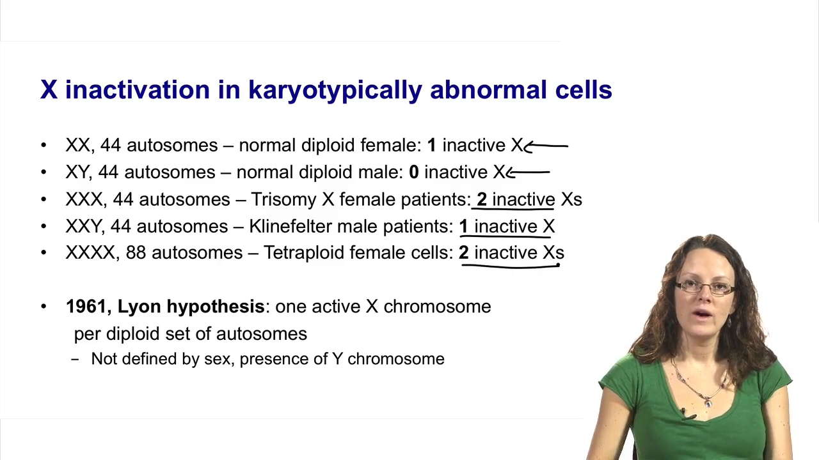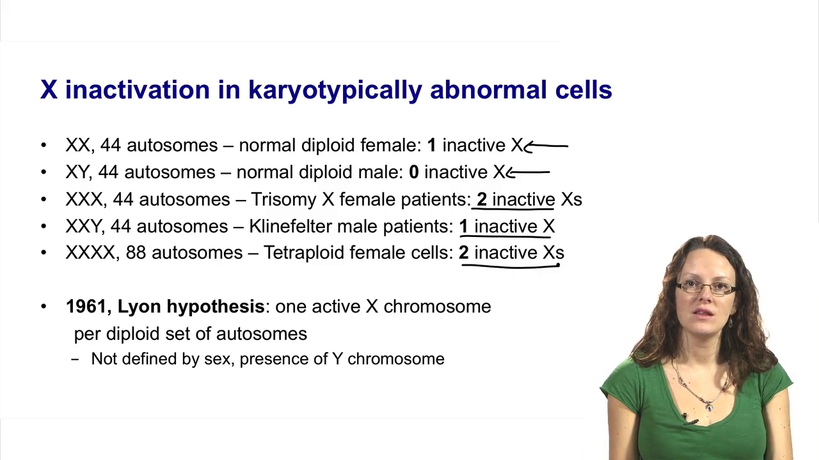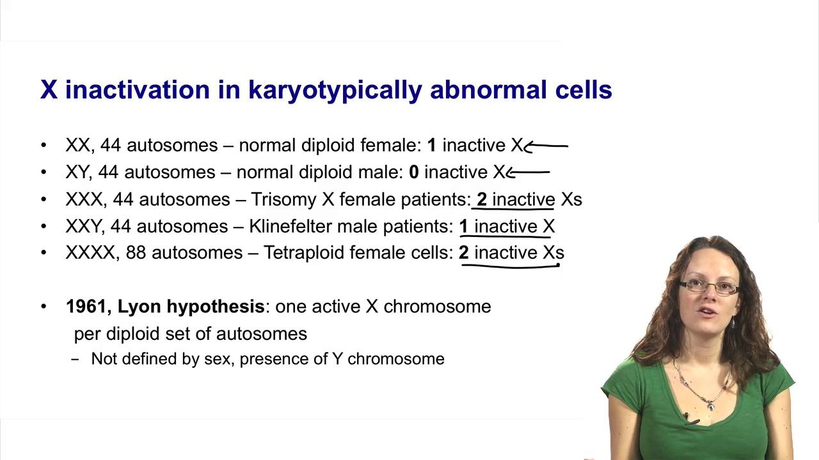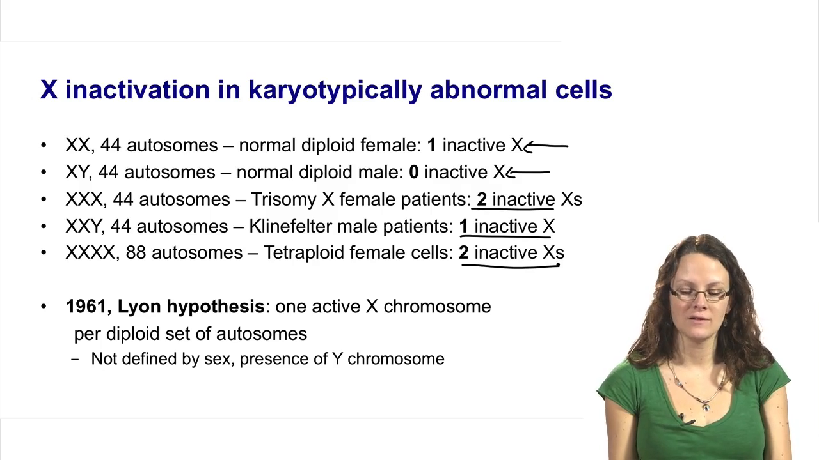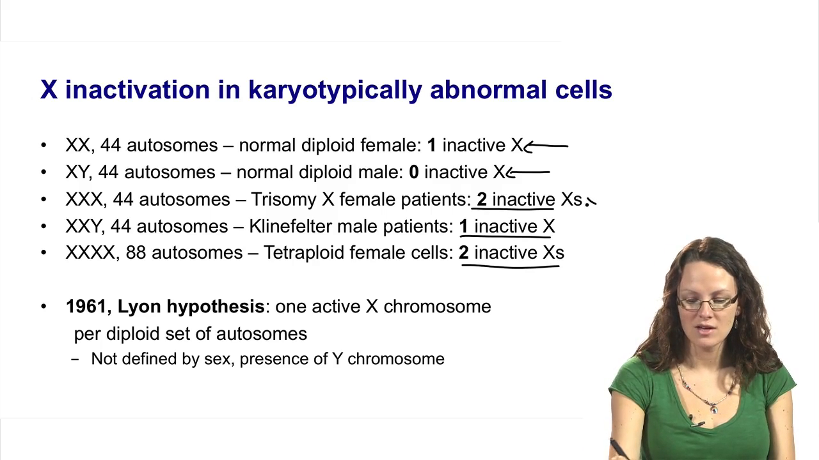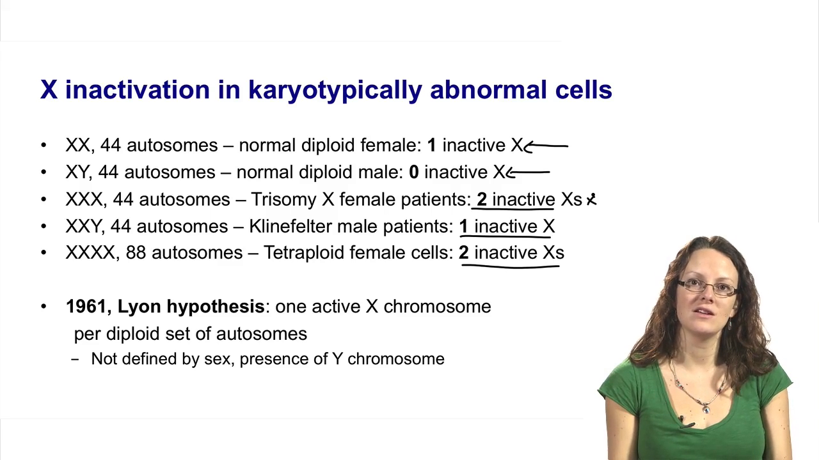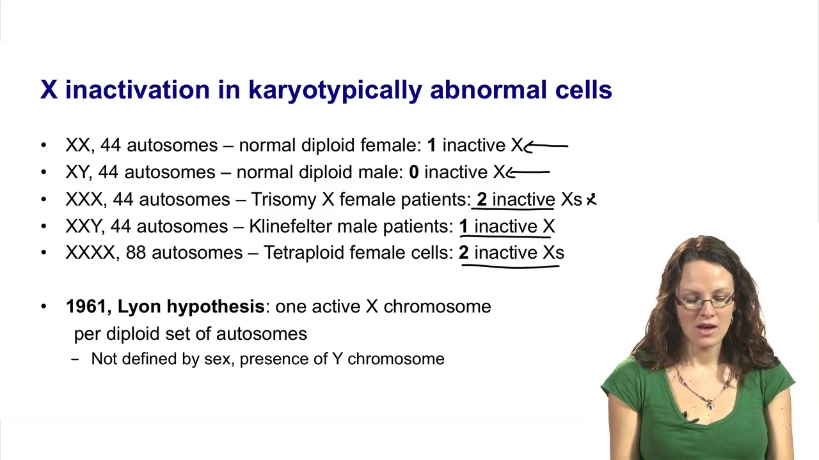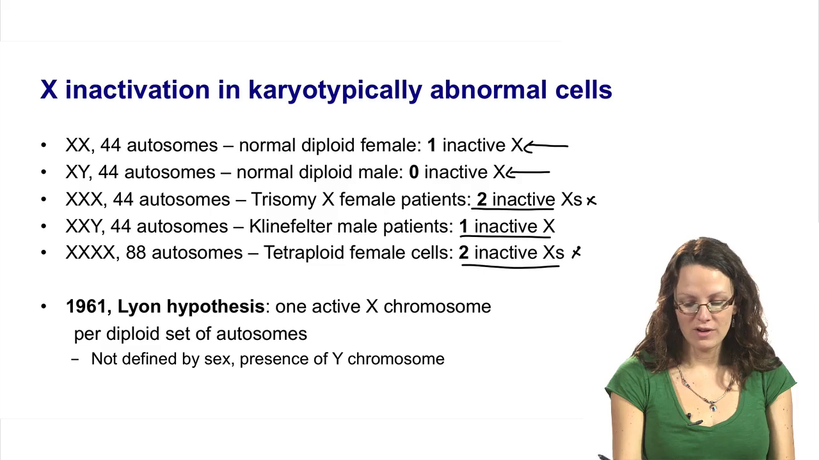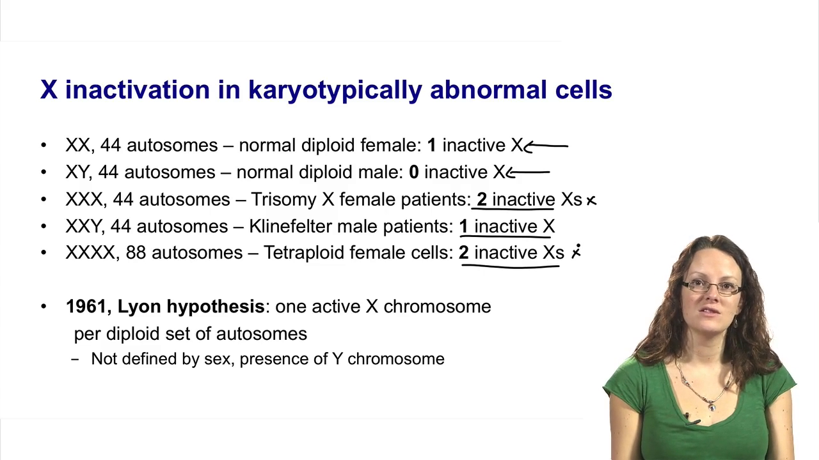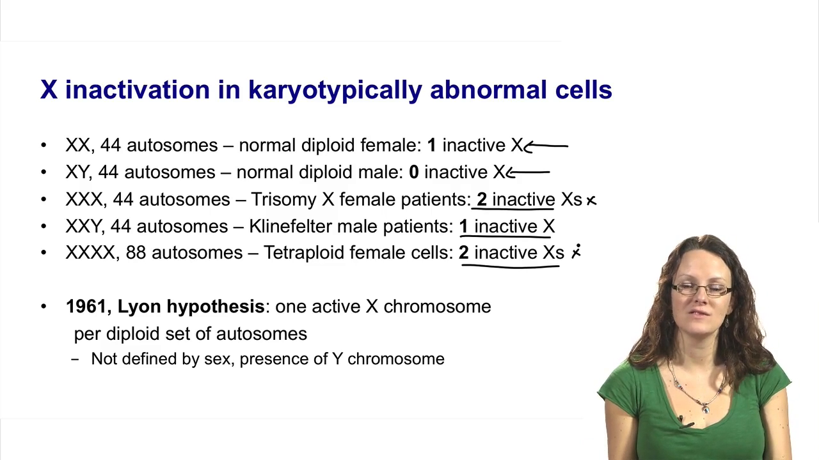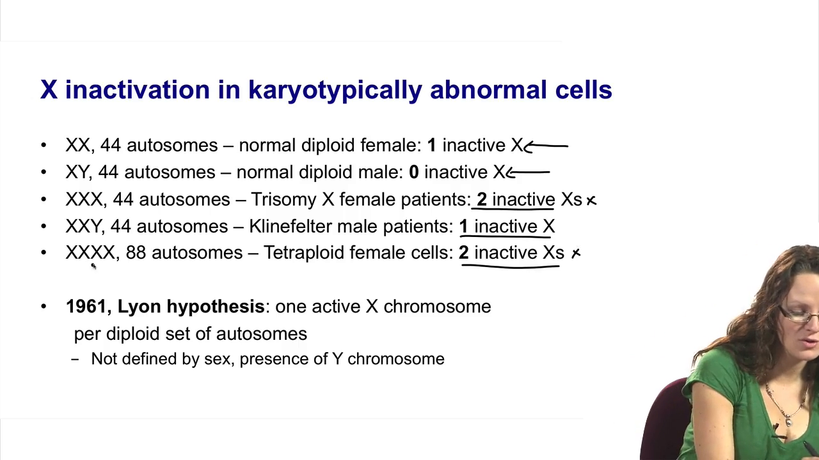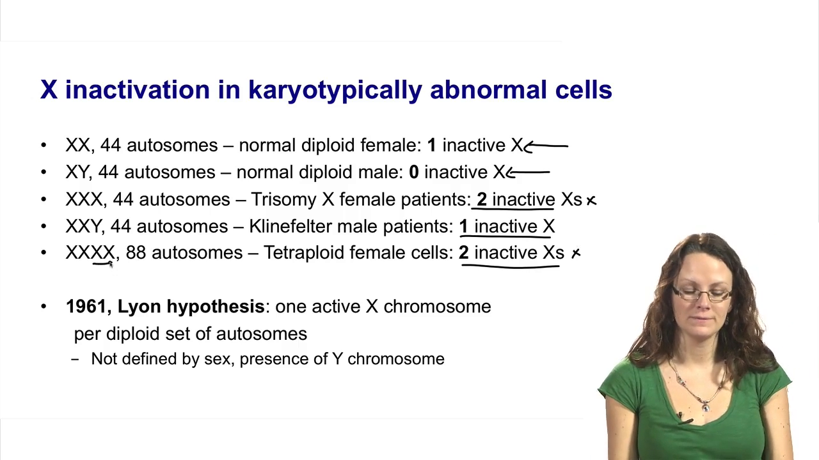And so part of Mary Lyon's hypothesis was then that only 1 X chromosome remains active per diploid set of autosomes and all others are silenced. So in the case of trisomy X, you can see that 2 need to be inactivated so that you only have 1 remaining active for that diploid set of autosomes. Whereas in the tetraploid female cells, because you have not just a diploid set of autosomes, but in fact twice as many, now you need 2 active X's for that, and therefore you have 2 that are being inactivated.